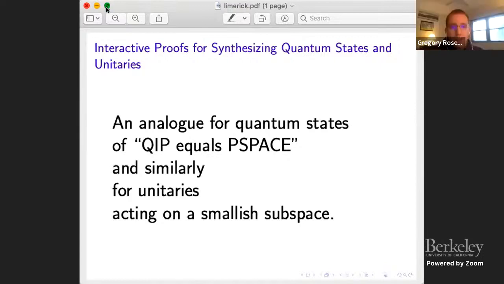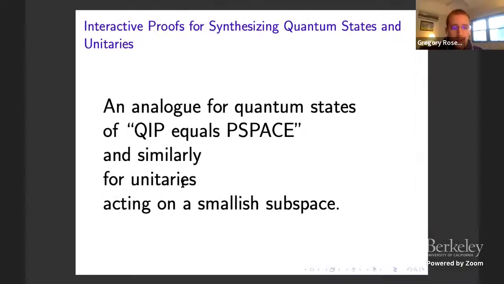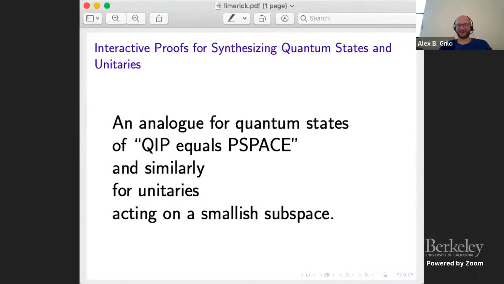Chi-Ning? Yeah, sorry guys, I actually didn't prepare it. No, no worries. Yeah, my English level is not as good, but I hope next year I can be able to do it. Yeah, but thanks for everyone's. And so Gregory, yeah. An analog for quantum states of QIP equals P space, and similarly for unitaries acting on a smallish subspace. Thanks, Gregory, and thanks for everyone for keeping up the challenge.